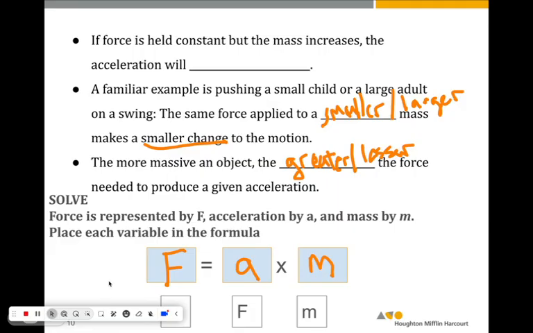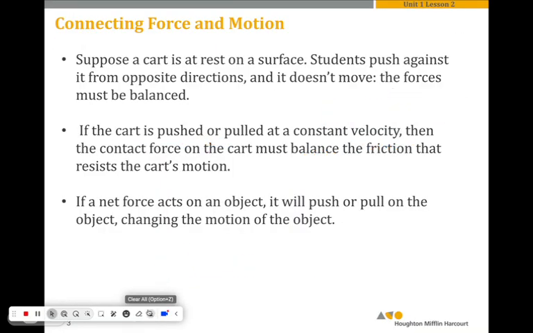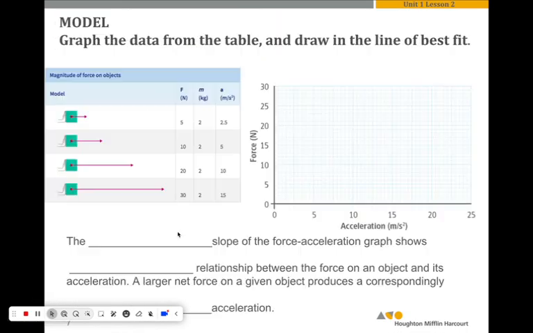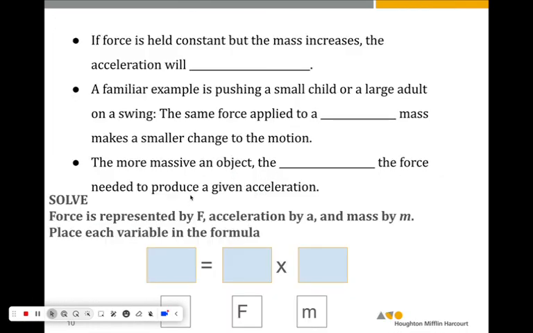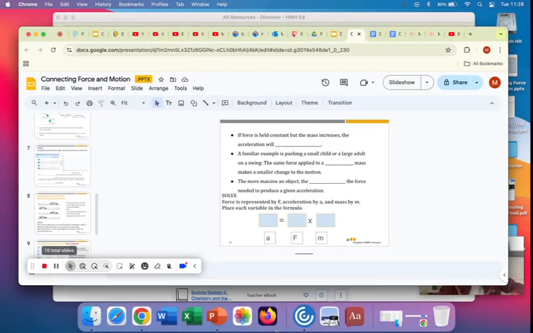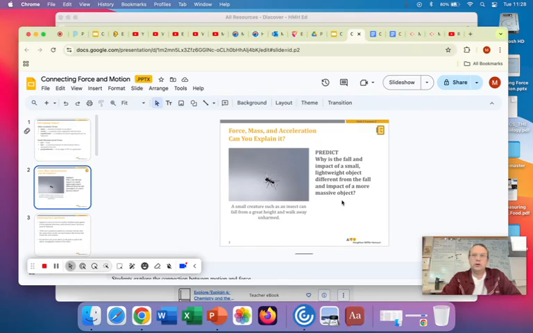Okay, so lastly, thinking back to the ant. Why won't it let me? Okay, we'll go back to the ant. Why is the fall of a small lightweight object different from the fall and impact of a more massive object? Use the idea of how mass and acceleration relate to force in your response.